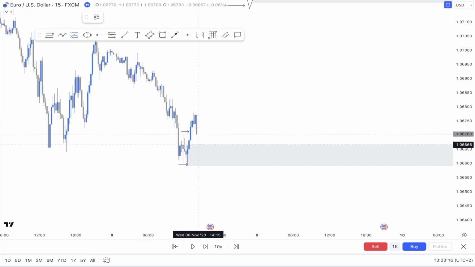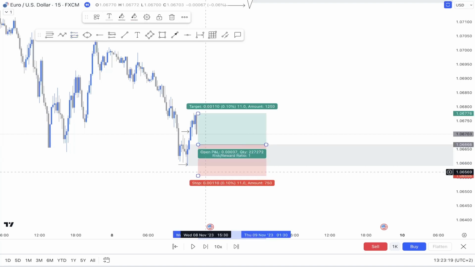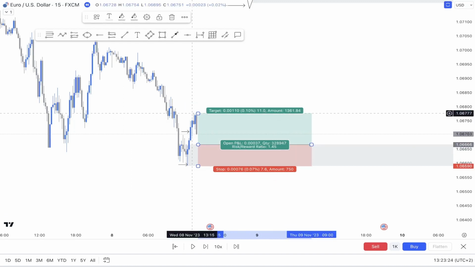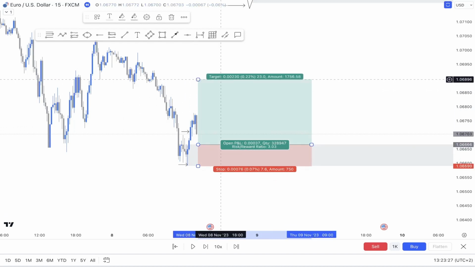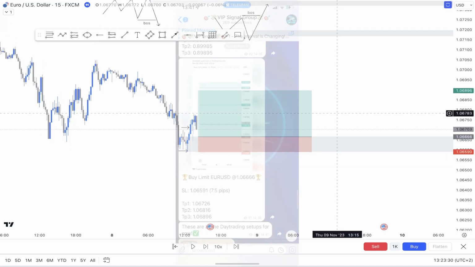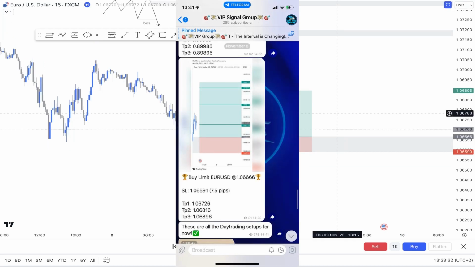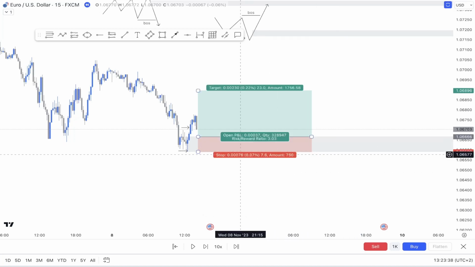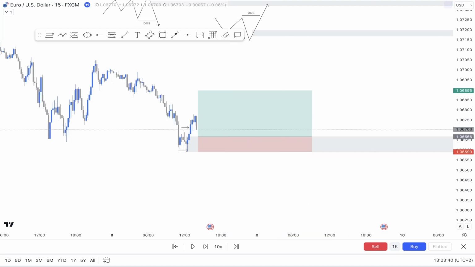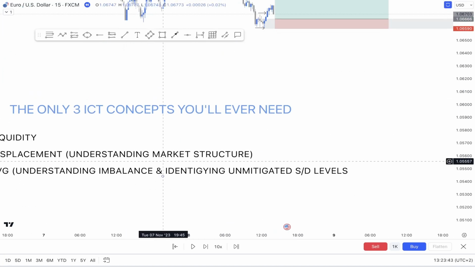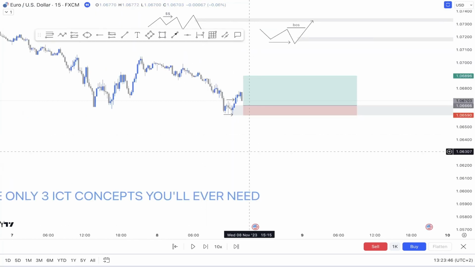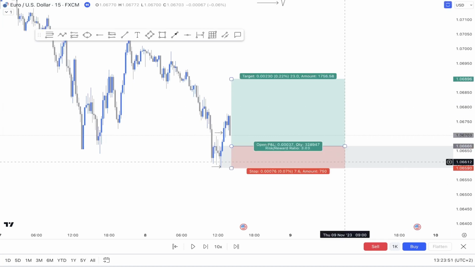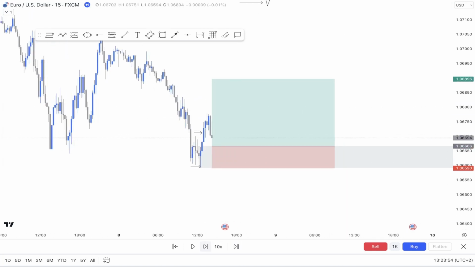I think this was the entry right here, around here. The stop loss was right about here, and then the last take profit was at 1-to-3 risk to reward ratio. Okay, and of course I'll also attach a picture on the screen right now to see exactly when I sent this trade in my group. And now we can play the price and see how this trade played out. So once again, we used the three concepts we just discussed: liquidity, displacement, and understanding imbalance or fair value gap. All right, so now let's play the price and see what happens.